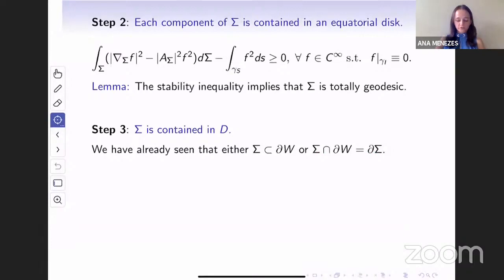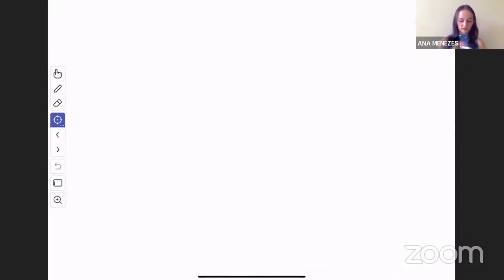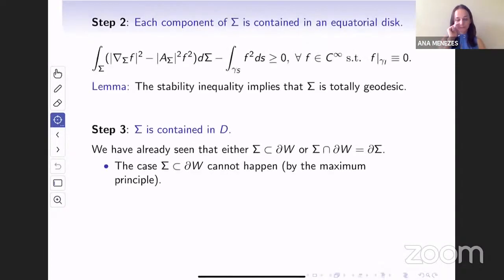First observe that this case here cannot happen, because if you recall, our free boundary minimal surface is contained in the boundary of W. And since sigma is totally geodesic, a piece of an equatorial disk, the maximum principle would imply that our surface M is an equatorial disk, but we are assuming it's not. So this first case cannot happen. It only remains for us to analyze this case over here.